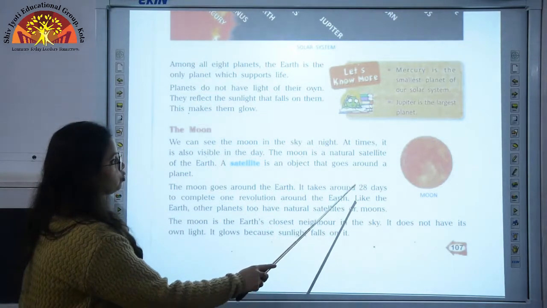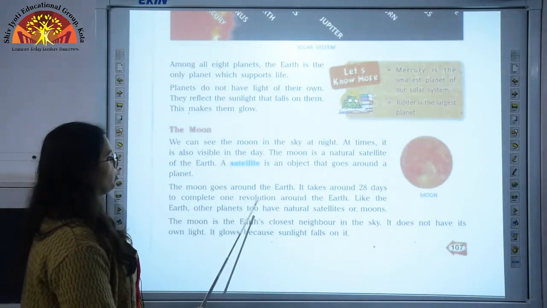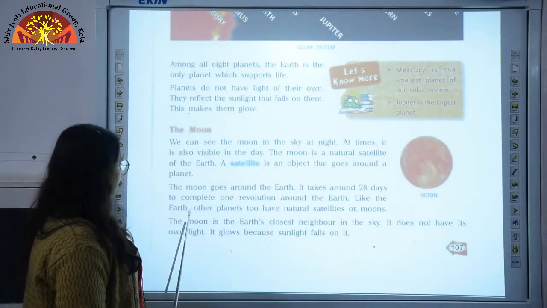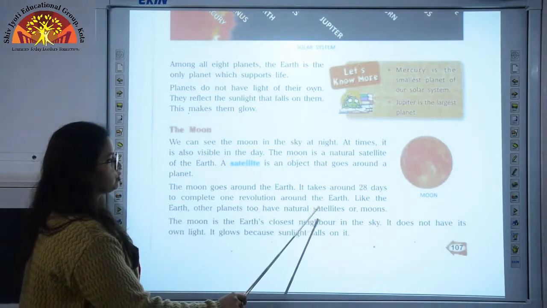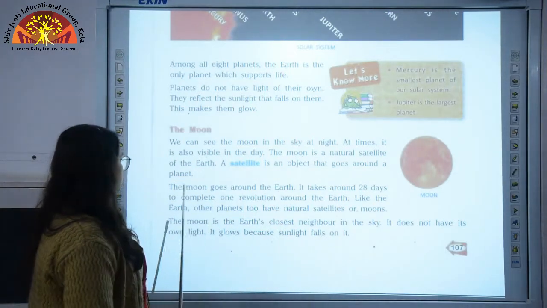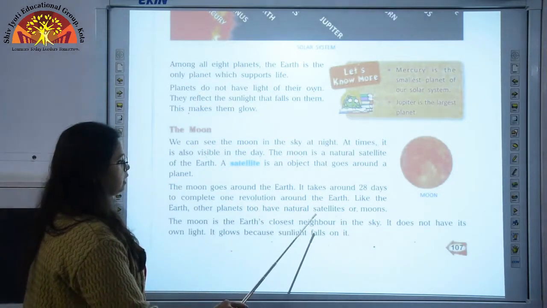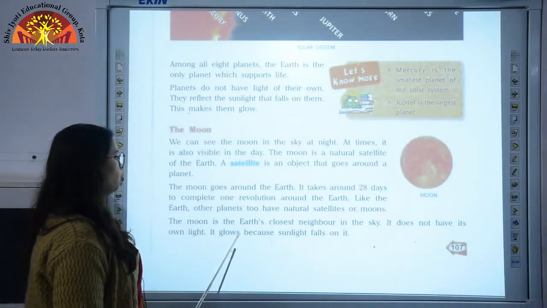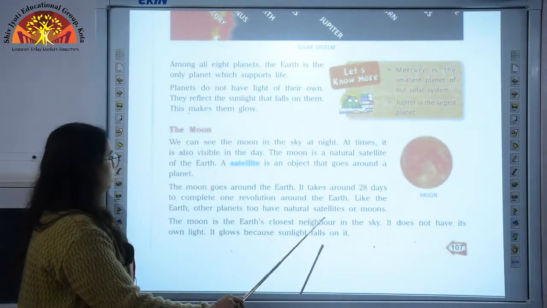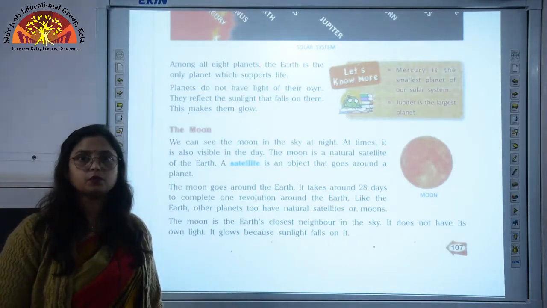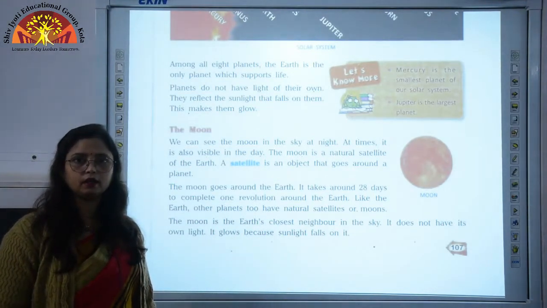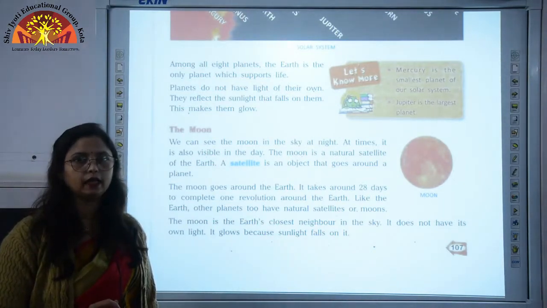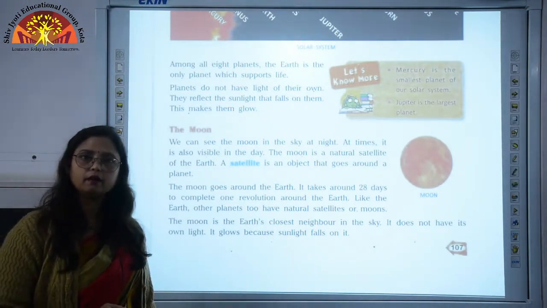It takes around 28 days to complete one revolution around the earth. Like the earth, other planets too have natural satellites or moons. The moon is the earth's closest neighbor in the sky. It does not have its own light. It glows because sunlight falls on it. So children, because the moon is the satellite of the earth, it revolves around the earth and it takes 28 days to complete one revolution.